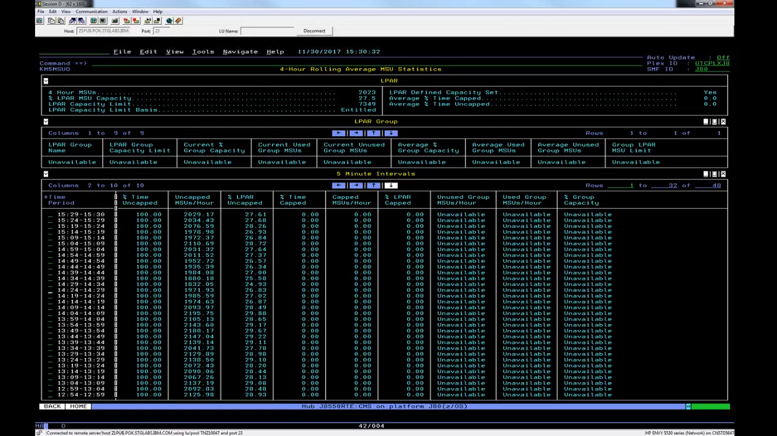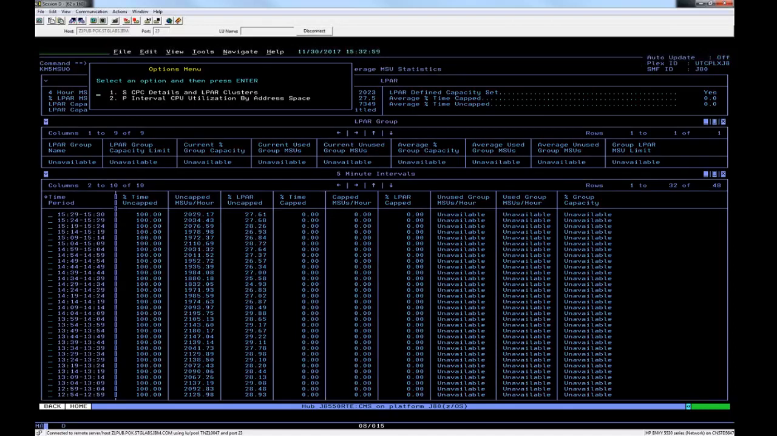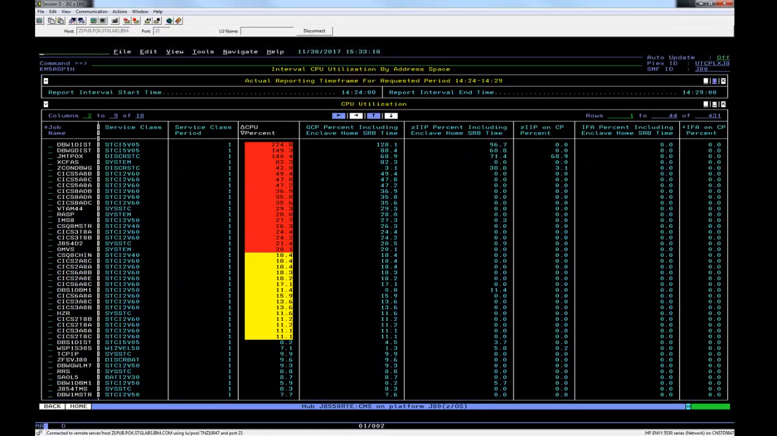And to help you with that, to determine what was running during a possible spike, if we look at option 2 here, the interval CPU utilization by address space, we can look at what address spaces were running during that 5-minute interval that we selected of the 48 intervals, and see what address space may have been contributing to the excessive CPU utilization. And here we see, obviously in descending CPU percentage sequence, the address spaces that are running.